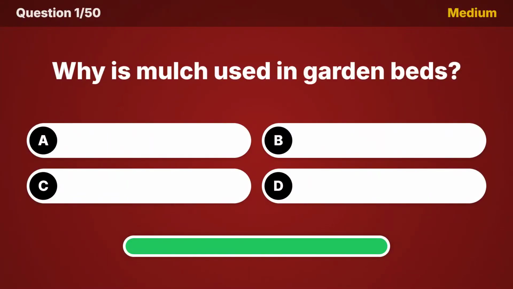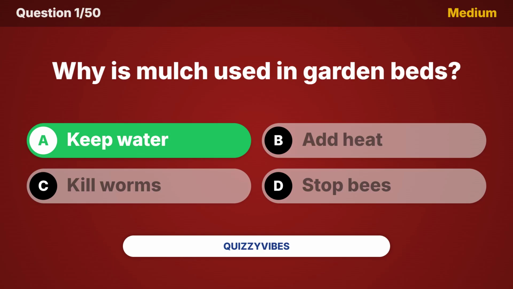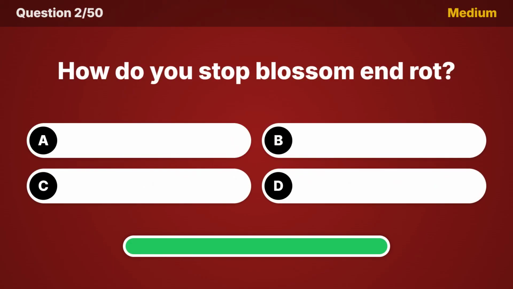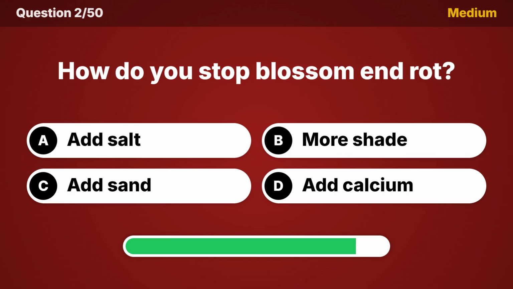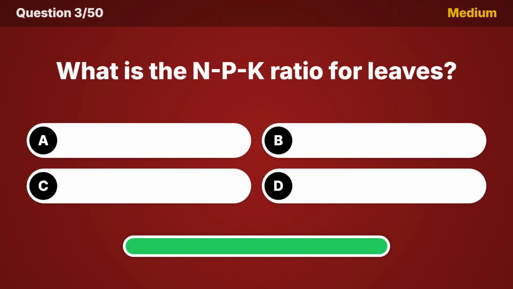Why is mulch used in garden beds? The answer is keep water. How do you stop blossom end rot? Answer, add calcium. What is the NPK ratio for leaves?